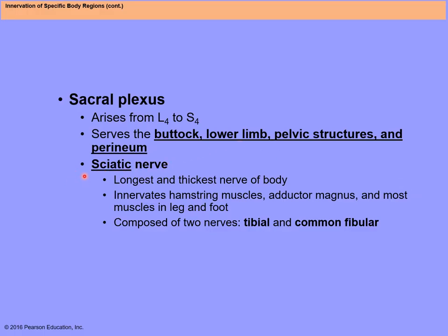The sciatic nerve, this is the longest and the thickest nerve in the body. It's going to innervate your hamstrings, your adductor magnus, most of the muscles in the leg and the foot, and it extends all the way down to your toes.